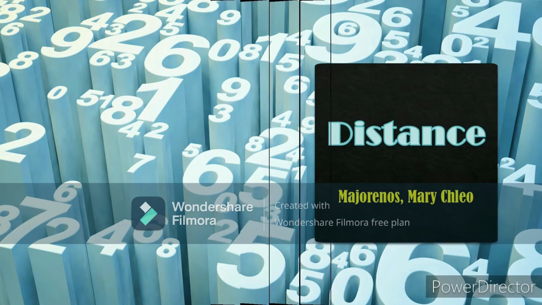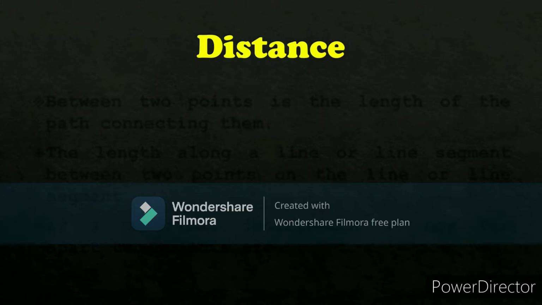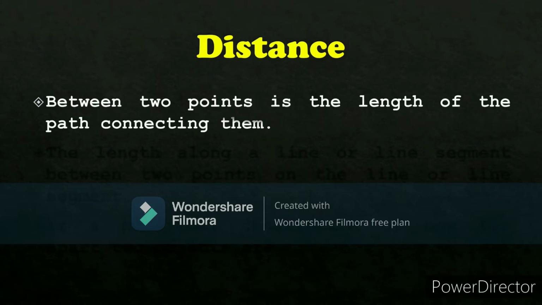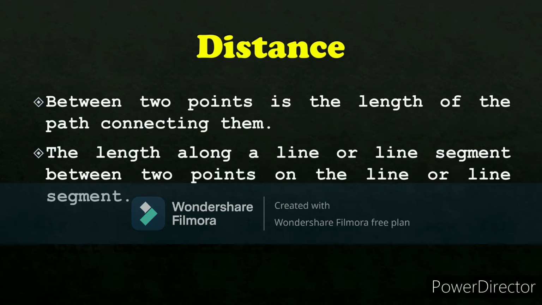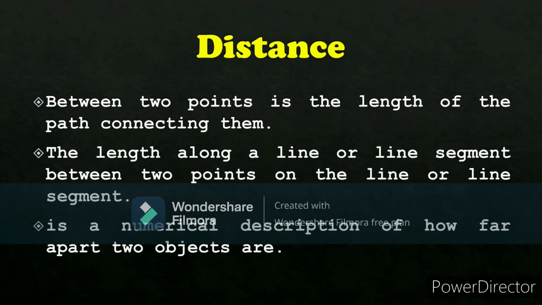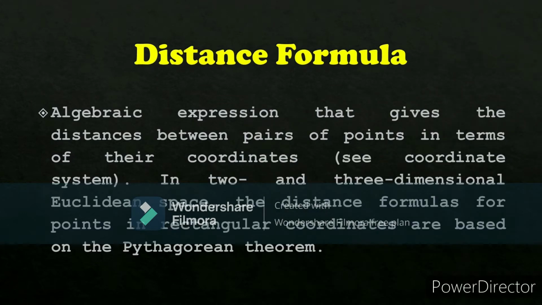Distance between 2 points is the length of the path connecting them. The length along the line or a line segment between 2 points on the line or a line segment. It is a numerical description of how far apart two objects are. So distance talks about how far apart two objects are.